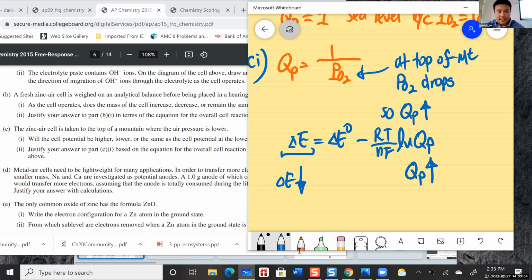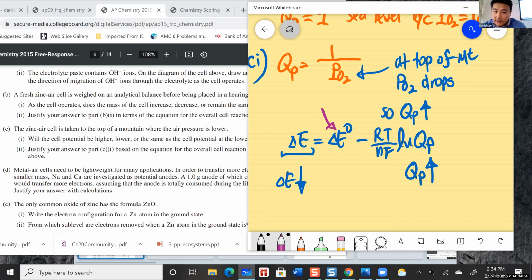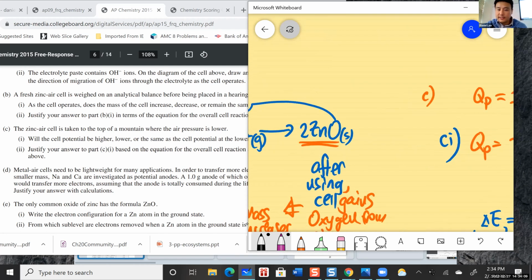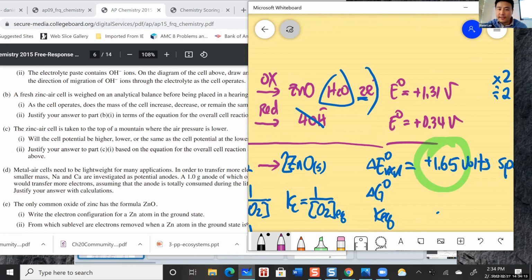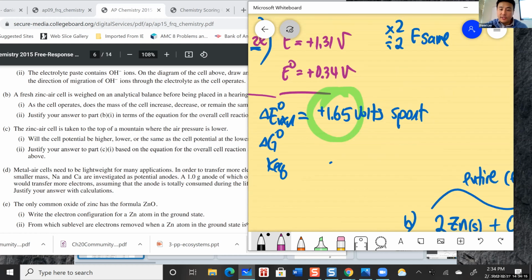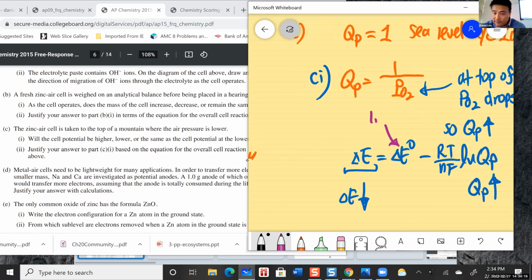So your cell potential, if you take it to the top of the mountain, will be less than at sea level. And at sea level, we already calculated it was this delta E naught. What was the delta E naught? We calculated it to be 1.65 right here, yeah? So we calculate this to be 1.65 volts. But this is only true at standard conditions, when Q is equal to 1.